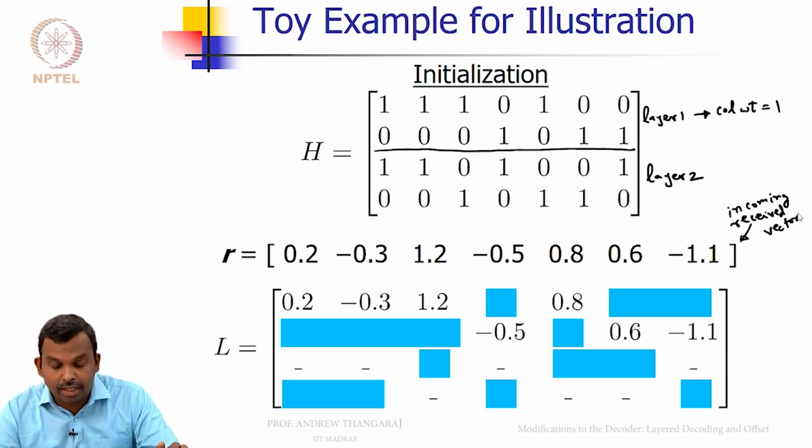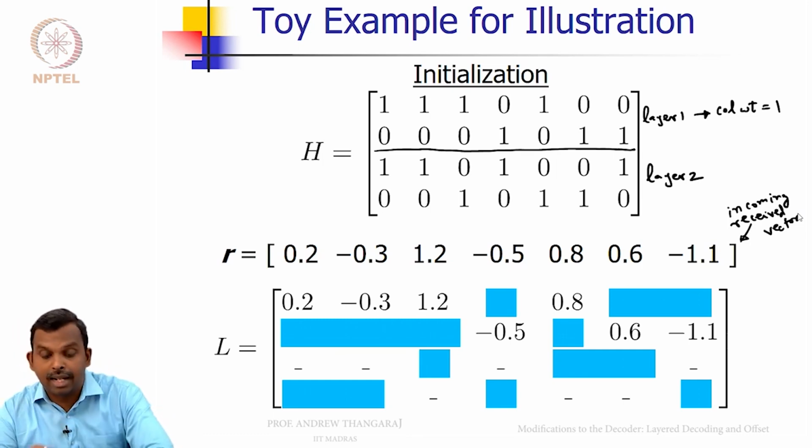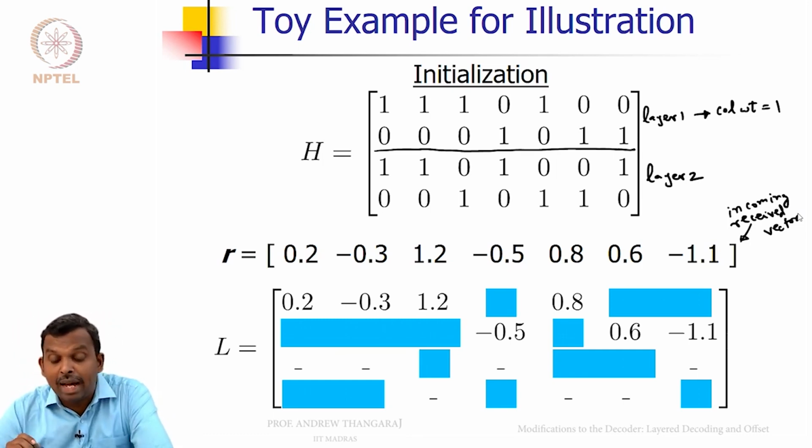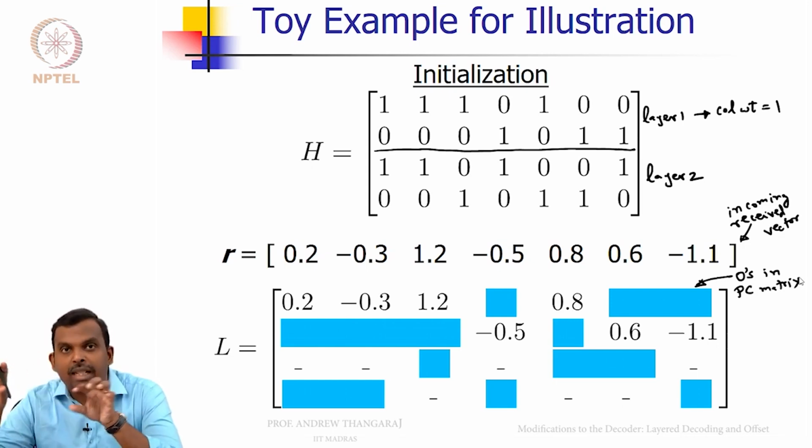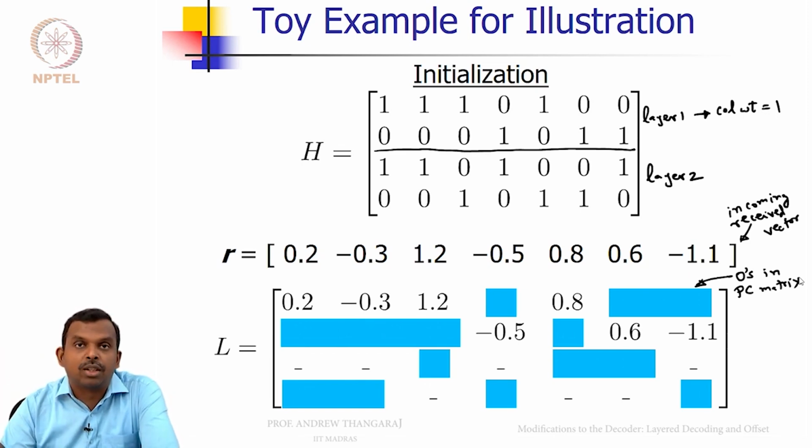Okay, so I have my received vector, and you remember this L matrix, the matrix in which we store all the LLRs, the message LLRs, and if you remember, wherever you have ones in the parity check matrix, we store something. Wherever you have zeros in the parity check matrix, you don't store anything. Okay, so what I've done here is I've put blue wherever you have zeros. The blue correspond to zeros in the parity check matrix. Okay, so wherever you have zeros, I'm not going to store anything. Okay, so I've just blocked that out and put a blue box there to show that we are not using those locations. Only in the other locations we'll store it.